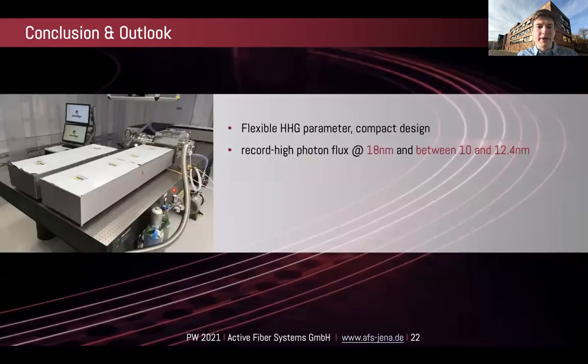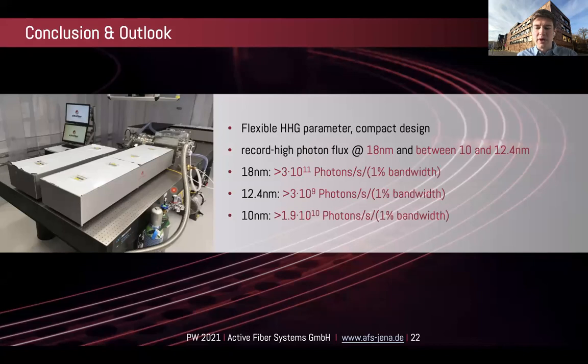So to conclude, I have shown that based on our compact 100-watt laser system, we can build a very efficient HHG source with flexible parameters, with a compact design. And this source generates a record high photon flux at 18 nanometer and between 10 and 12.4 nanometer.